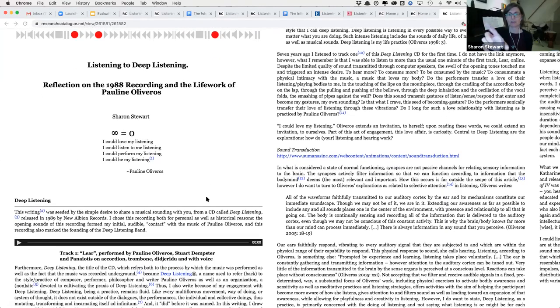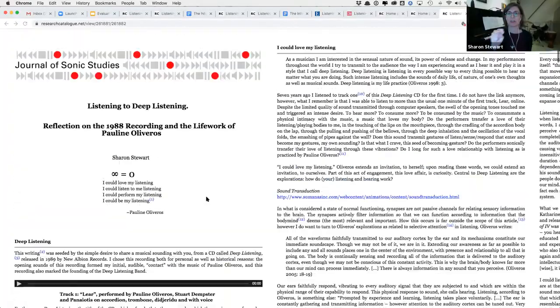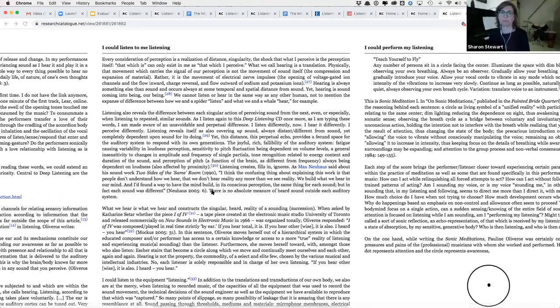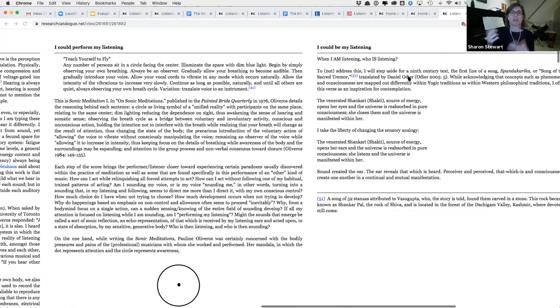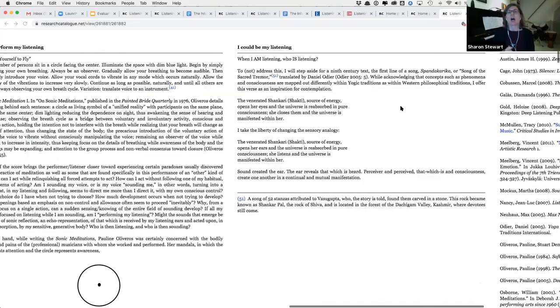If you keep going, going in the other direction, you see the headings there: I could love my listening, I could listen. That was the way of organizing these various aspects of this practice of deep listening.